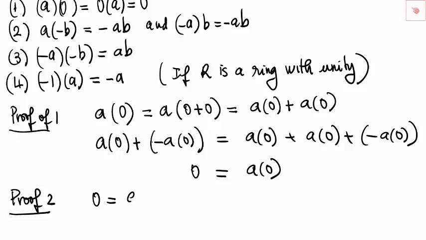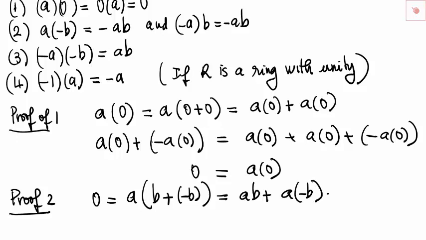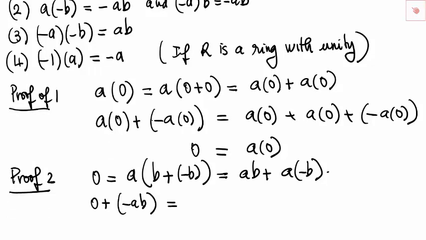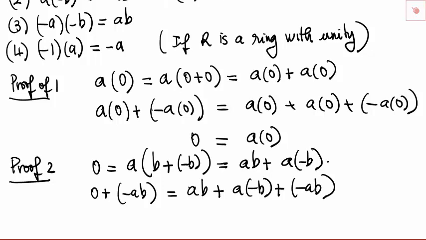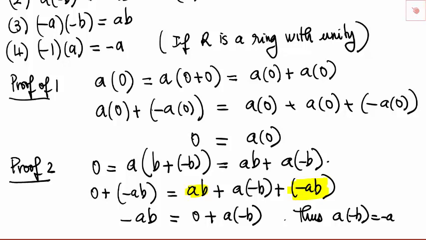We know that zero is A times B plus the opposite of B, which by the distributive property will be AB plus A times the opposite of B. So if we add to zero the opposite of AB, we get AB plus A times the opposite of B plus the opposite of AB. But this will be the opposite of AB. And now putting these two together, because they're opposites of each other, they'll add up to zero. And as a result, we get that A times the opposite of B must be the opposite of AB.